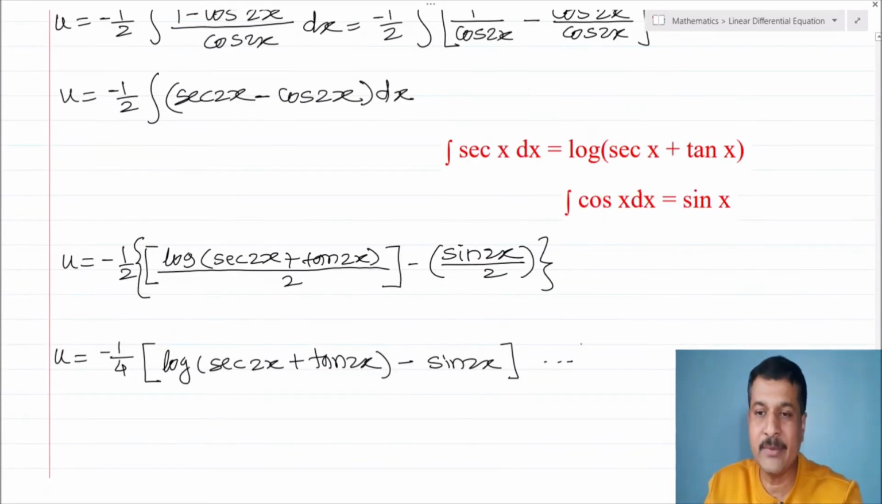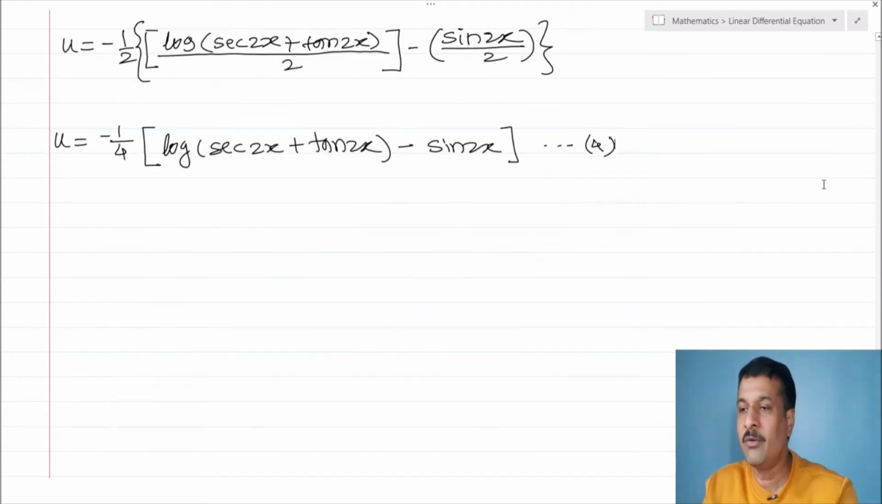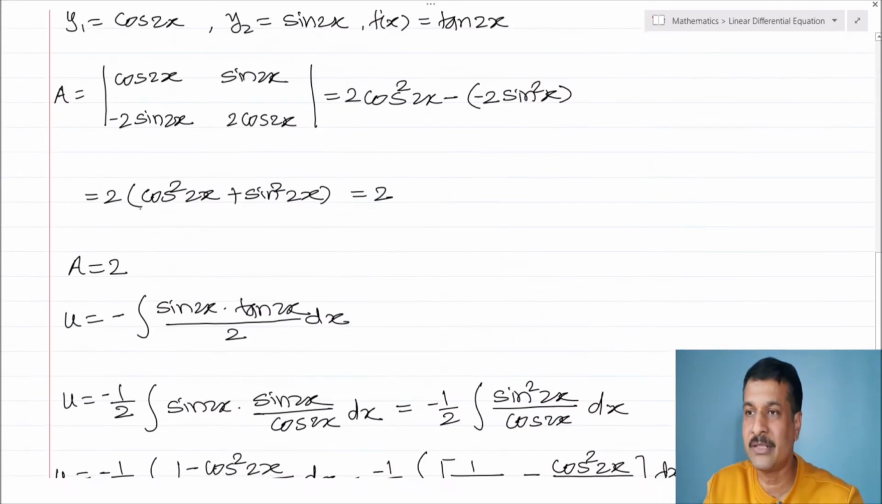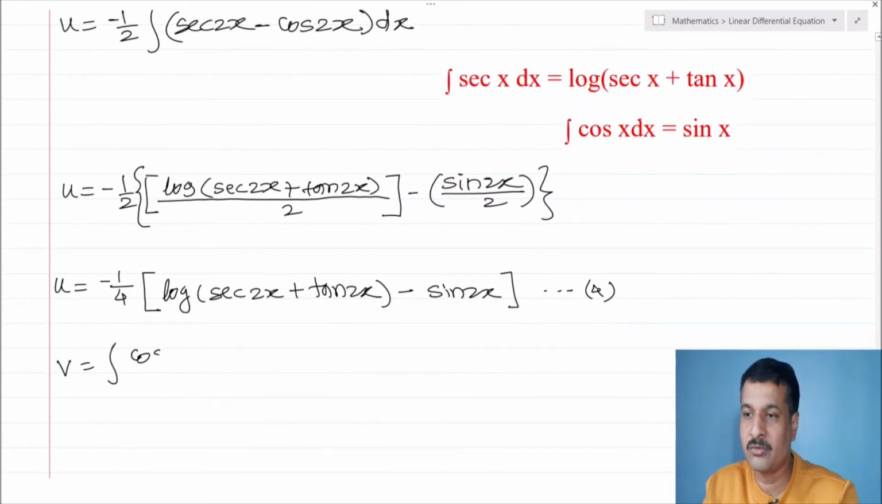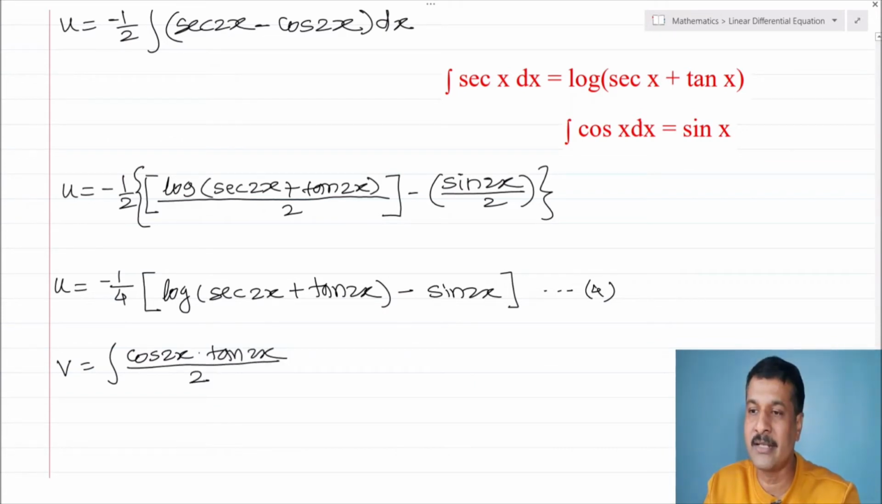So it is equation number 4 now. Now how to find v? v equals integration of y1 into f of x upon W, the Wronskian. So what is y1 and f of x? y1 is cos 2x, f of x is tan 2x. So cos of 2x into tan 2x upon W, where the Wronskian is 2, into dx.